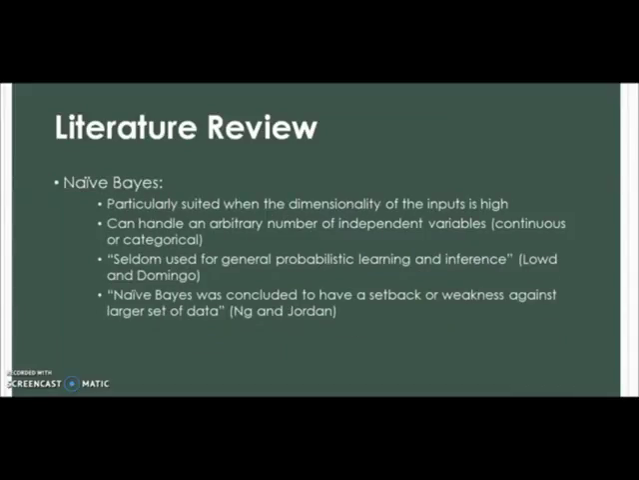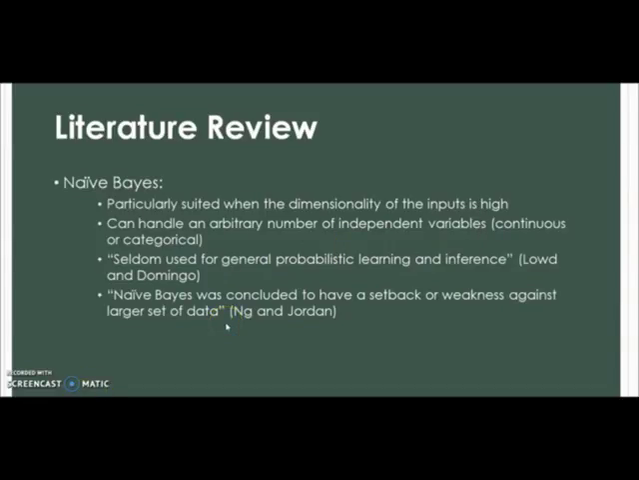Naive Bayes classifiers are a family of simple probabilistic classifiers based on the so-called Bayes theorem with a strong naive independence assumption between the features. Hence, it is particularly suited when the dimensionality of the input is high. Despite its simplicity, naive Bayes can often outperform more sophisticated classification methods. It can handle an arbitrary number of independent variables, whether continuous or categorical.